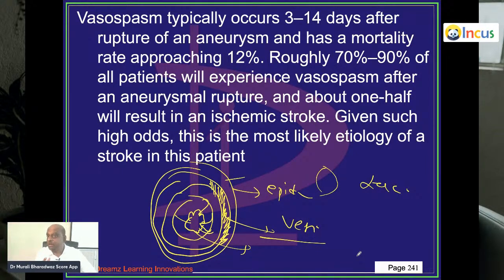But if a subarachnoid hemorrhage patient develops focal neurological deficits like hemiparesis, hemiplegia and all that, what is the only reason that can happen? The blood vessels, when passing into the brain, pass through epidural, subdural, subarachnoid and enter into the brain. So when they are passing through the subarachnoid space, all this bleed in subarachnoid hemorrhage will cause vasospasm.